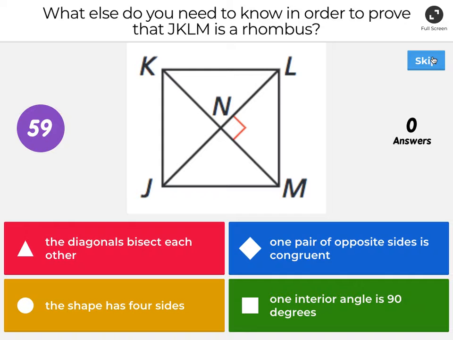Okay. What else do you need to know in order to prove that JKLM is a rhombus? You know that its diagonals are perpendicular, and that's one of the conditions, but you also have to prove that it's a parallelogram. It's definitely not that the shape has four sides. One interior angle is 90 degrees. Probably be that. Could be that one.